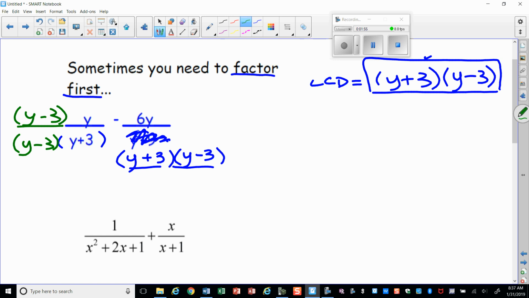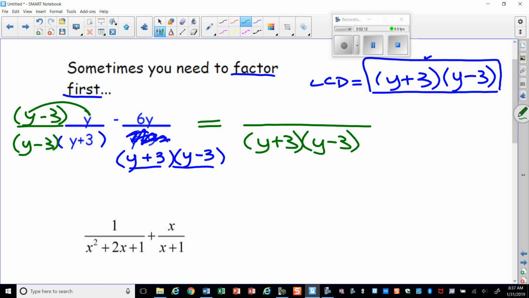So now I have a common denominator. I'm just going to put that in the bottom. So I have y plus 3 times y minus 3. That's my common denominator. So now I'll just take care of the numerator. I'm going to distribute this, so I have y squared minus 3y. And then I've got a minus here, so that would be minus 6y.